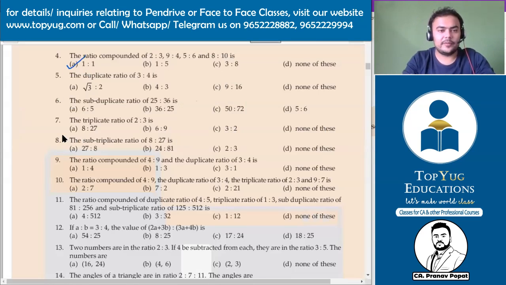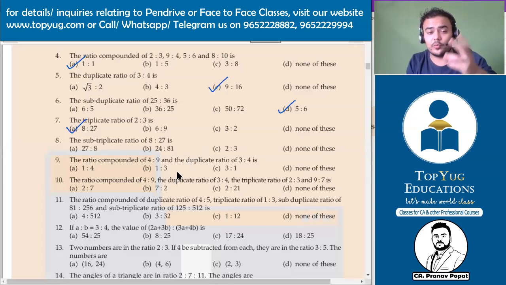Now, fifth, the duplicate ratio of 3:4. I will not waste time. It's 9:16. Duplicate means squaring. Subduplicate of 25/36. Root, sir. 5/6. The triplicate ratio of 2/3. Cube of 2 is 8, cube of 3 is 27. 7th A. Question 8. The subtriplicate of 8/27. Subtriplicate means cube root. Cube root of 8/27 is 2/3.